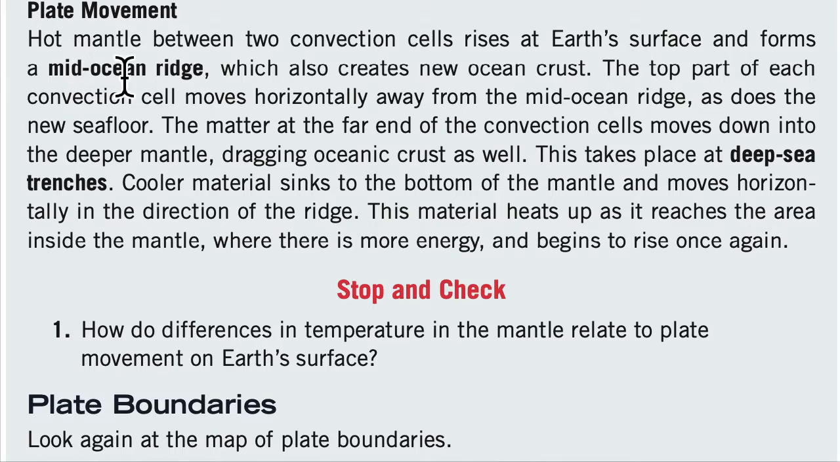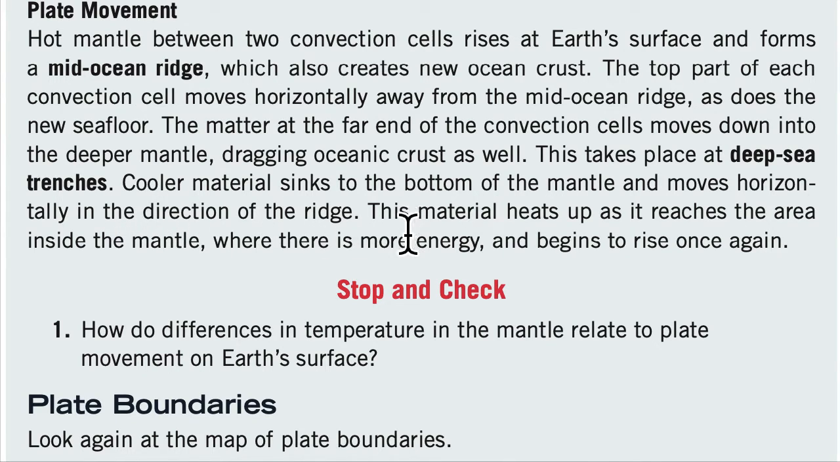Plate movement. Hot mantle between two convection cells rises at Earth's surface and forms a mid-ocean ridge, which also creates new ocean crust. The top part of each convection cell moves horizontally away from the mid-ocean ridge, as does the new sea floor. The matter at the far end of the convection cells moves down into the deeper mantle, dragging oceanic crust as well. This takes place at deep sea trenches.